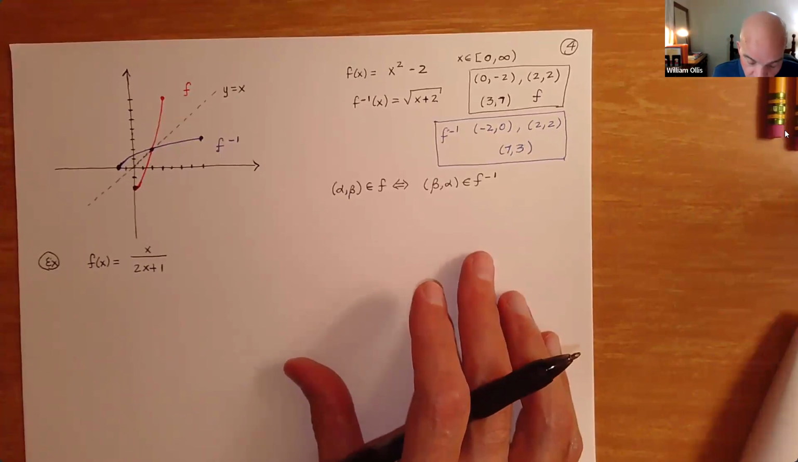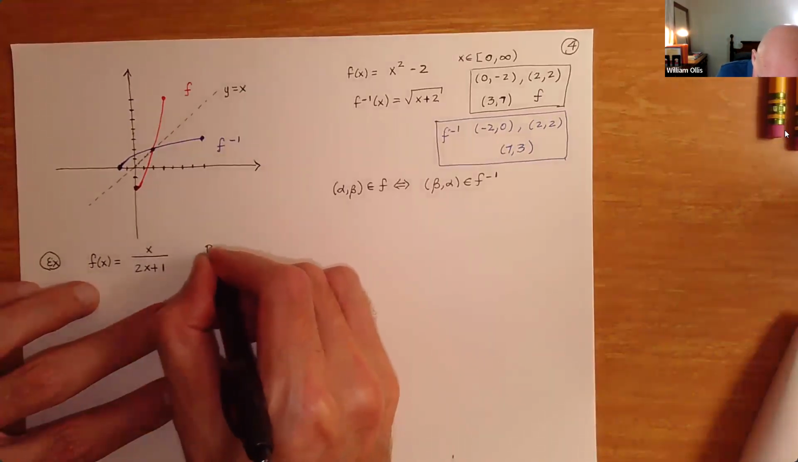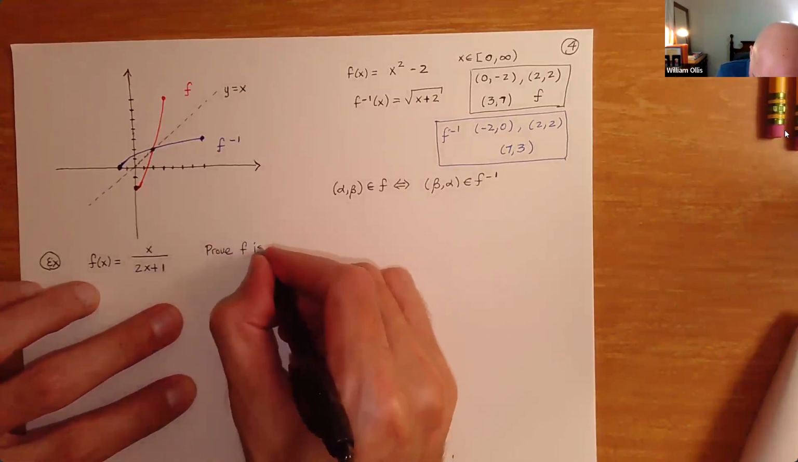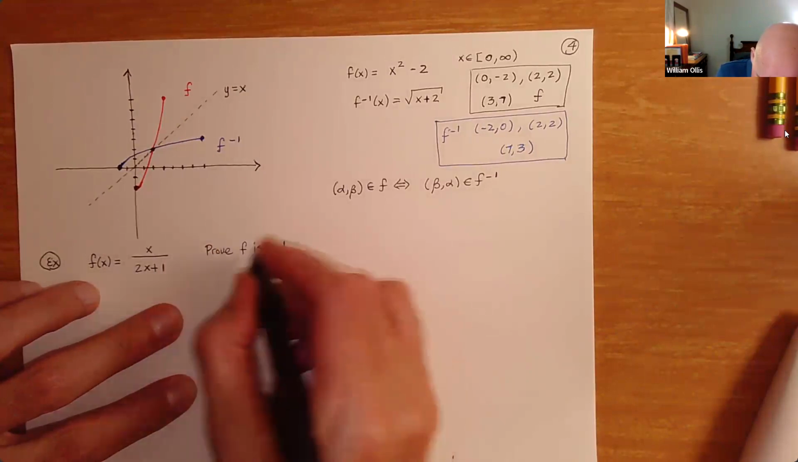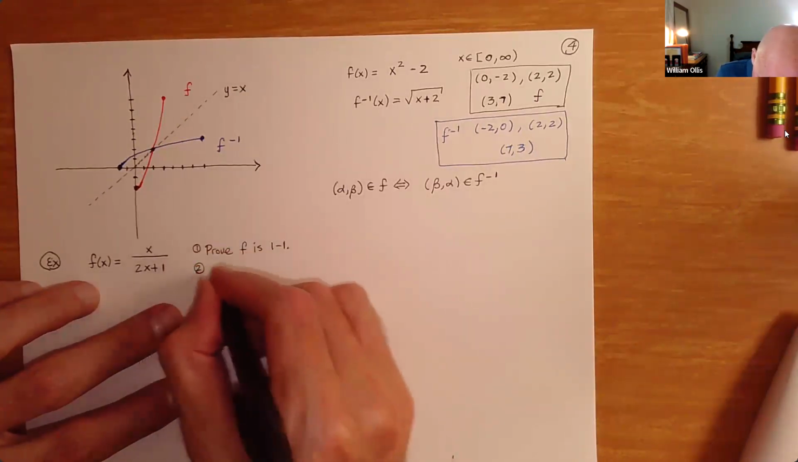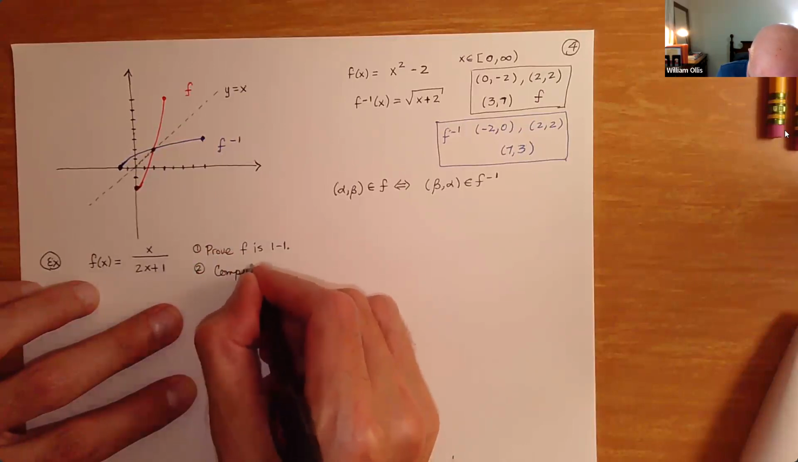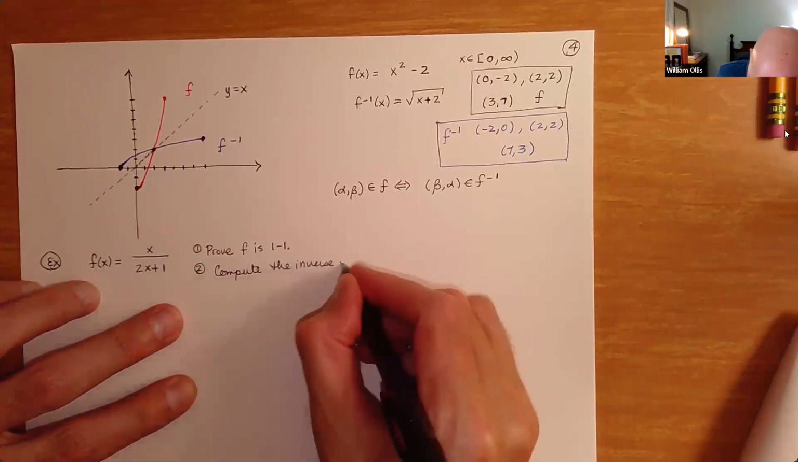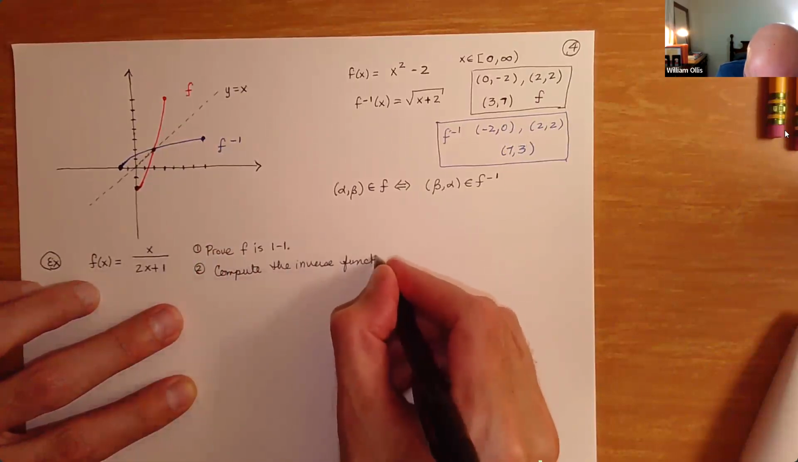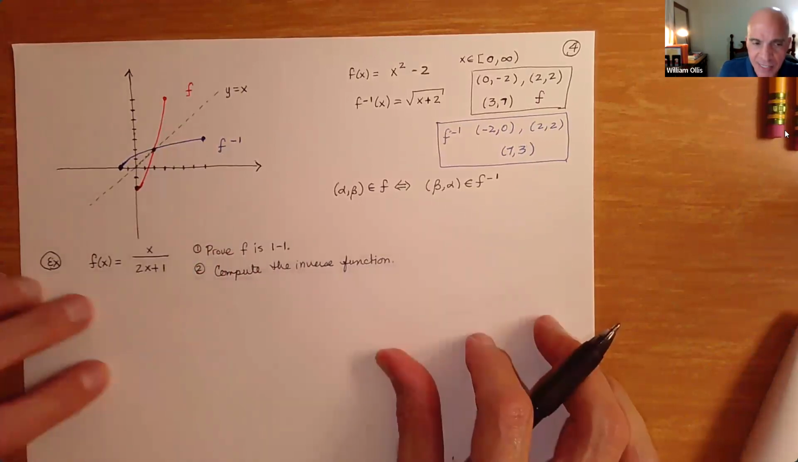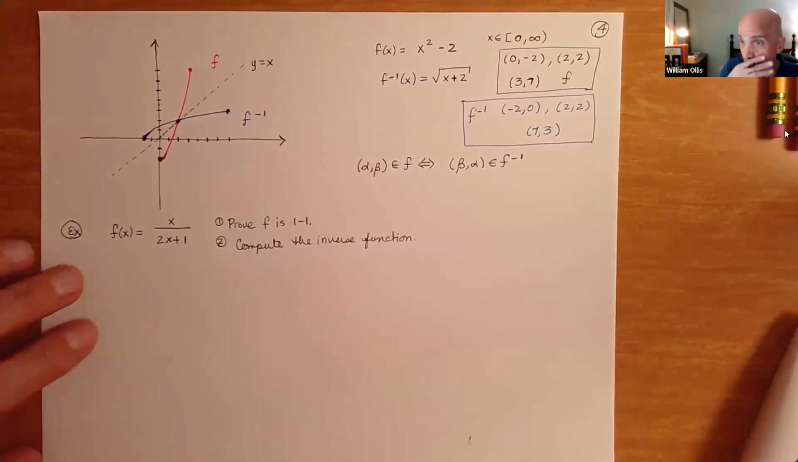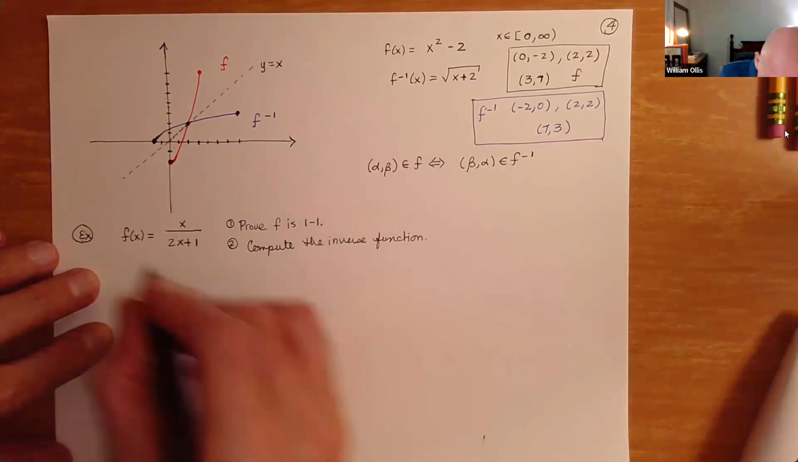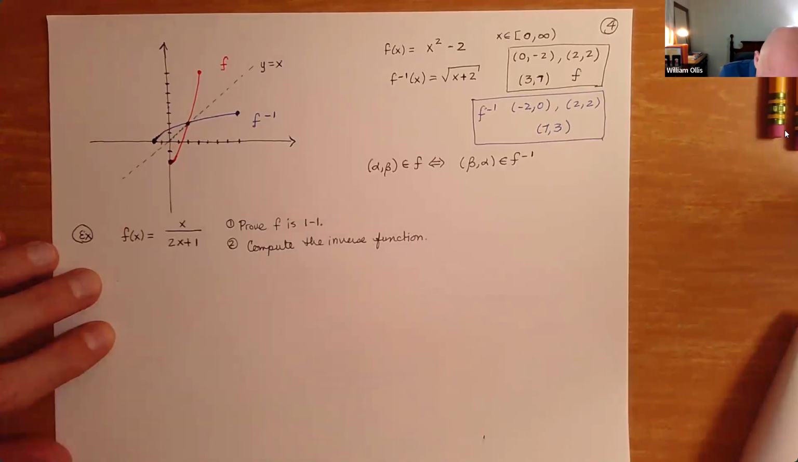So what we want to do here is first prove f is 1-to-1. And then, number 2, compute the inverse function. So what's important about all of this is just applying the same simple rules that we've already set up for this. They'll never change. Now, again, before we get started, let's just go ahead and factor f.